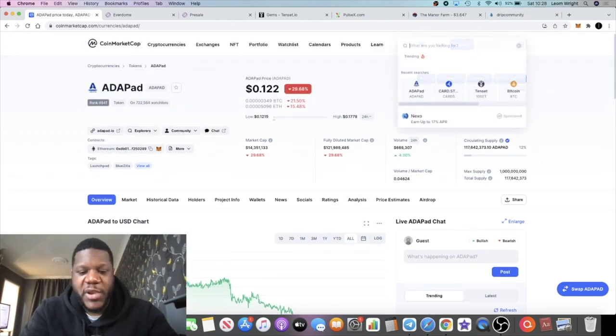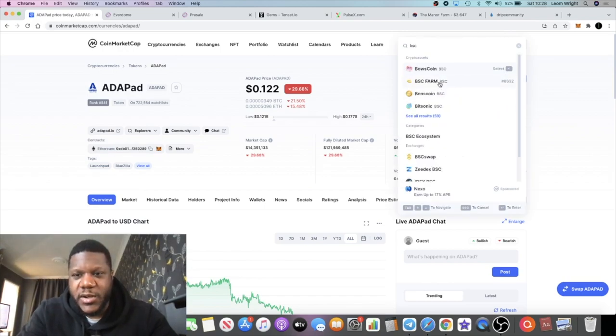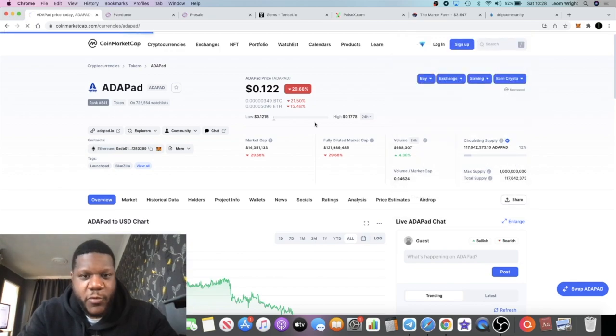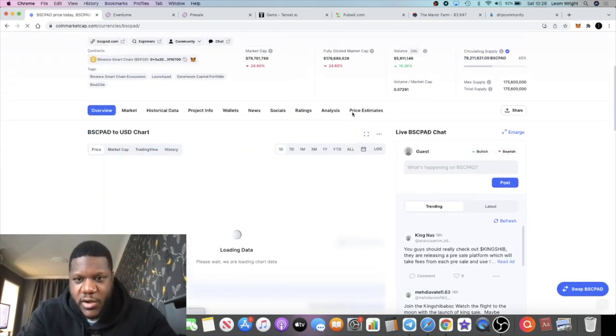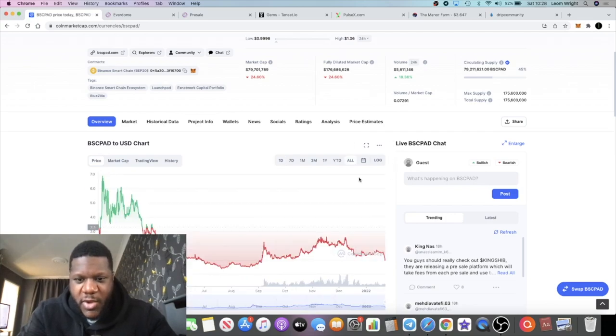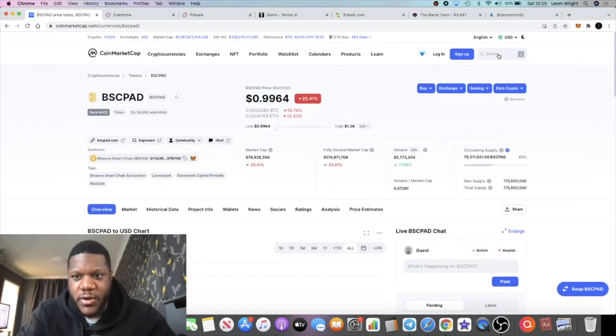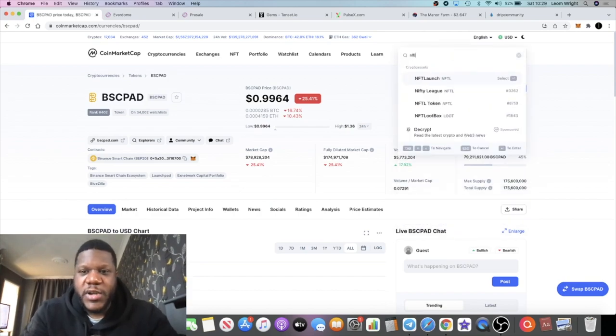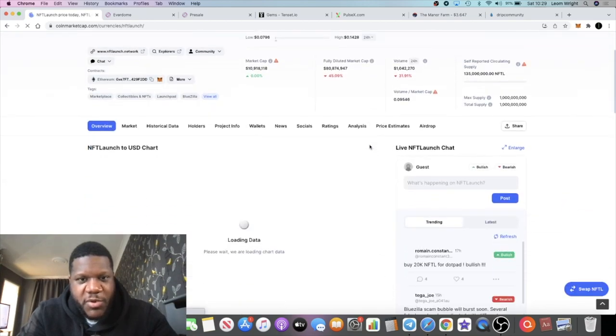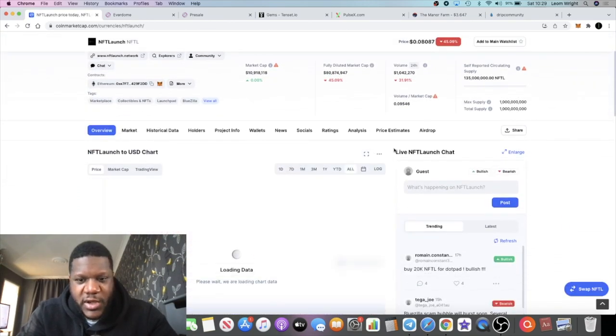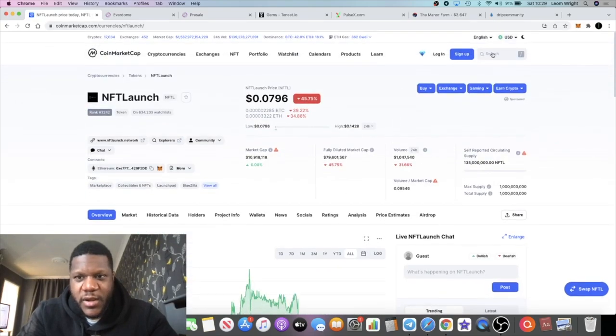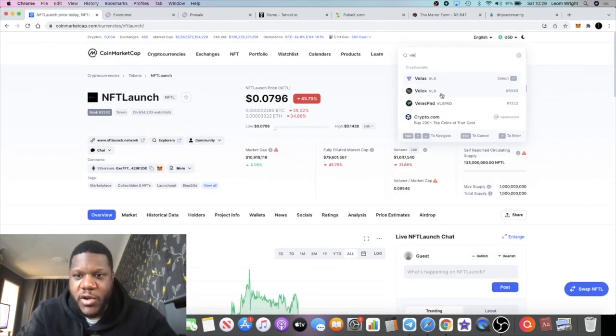AdaPad, another one, BSC Pad. Let's take a look at BSC Pad. All right, guys, that's another one that I did manage to get into an IDO on just once. I wasn't too impressed with the allocation that they gave me, but it still did 100X. Everything's down, guys, so you can take advantage of these. Another one is NFT Launch, which I believe might be one of the most recent ones. Okay, guys, we have Velus Pad or VLX Pad, which is another one that I got into.